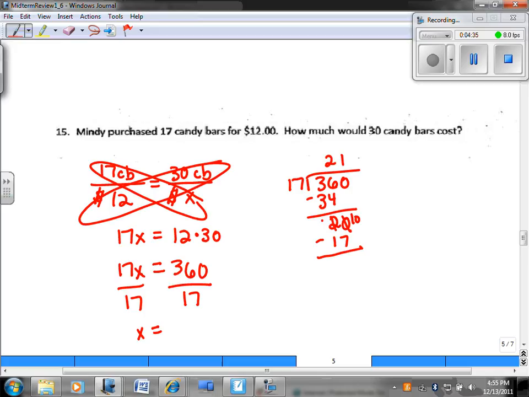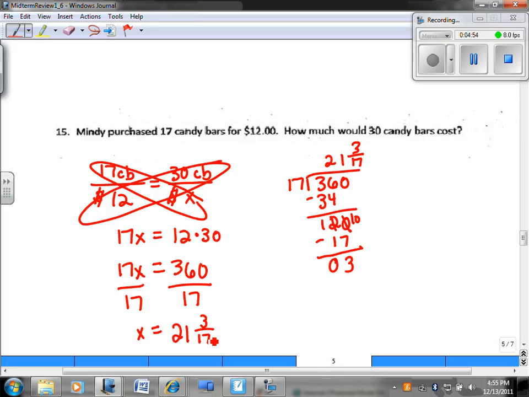So we're going to borrow here. 7 from 10 is 3. 1 from 1 is 0. Okay, so we know that exactly we're left with 21 and 3/17. So x is exactly 21 and 3/17.